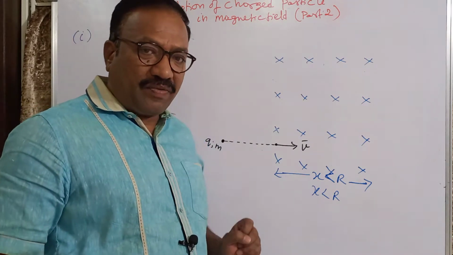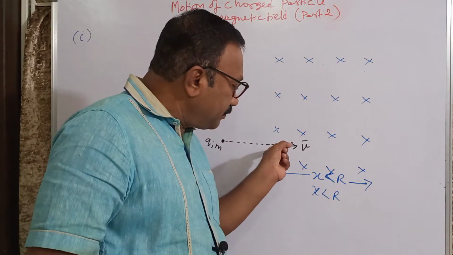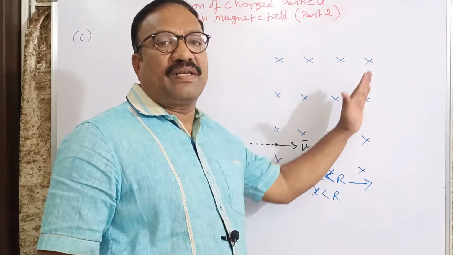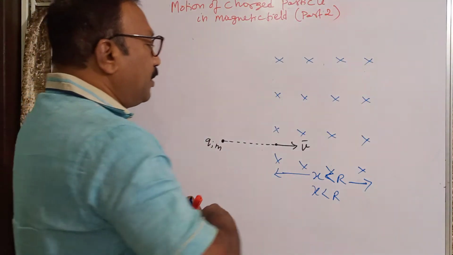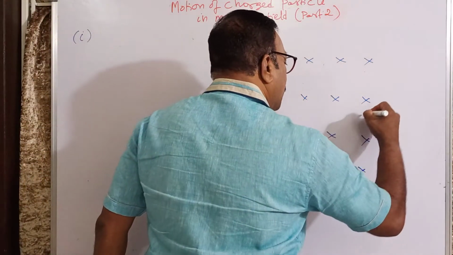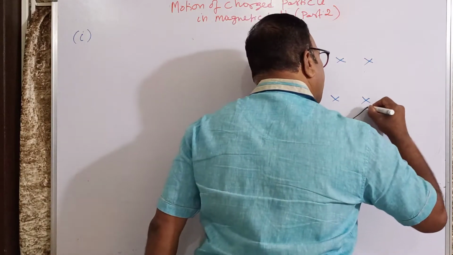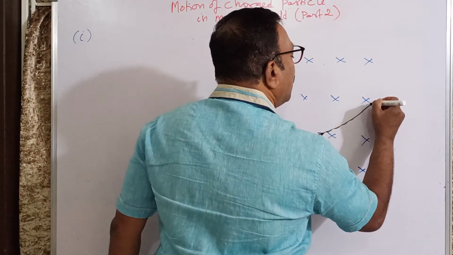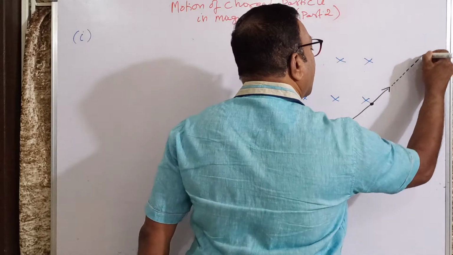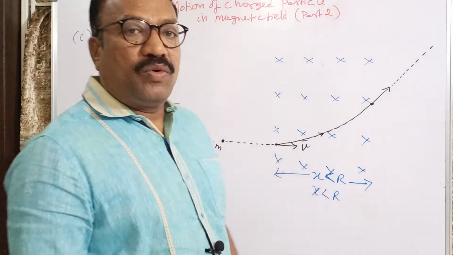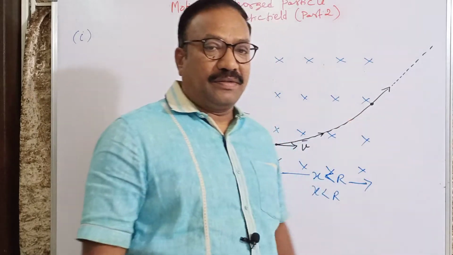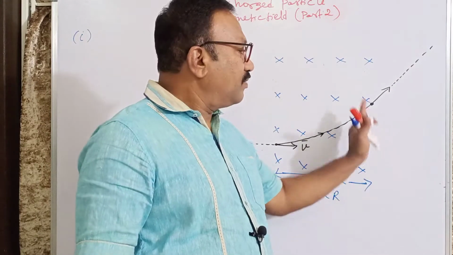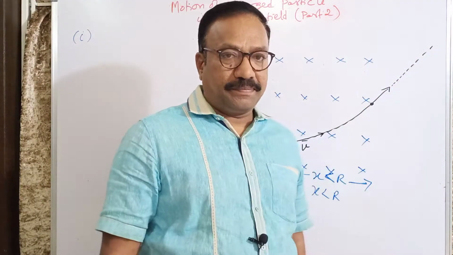By applying Fleming's left hand rule, this is the magnetic field, this is the velocity, so the force will act this way. That means it has to deflect in this way and go. So the particle, let us say, goes like this. Now the particle will leave tangentially here, because no more force will be acting after the field. The force will act only till the field exists. From there, no force, so it will go in a straight line.